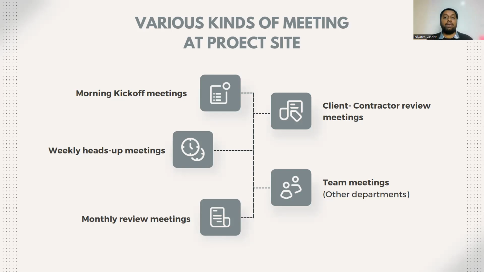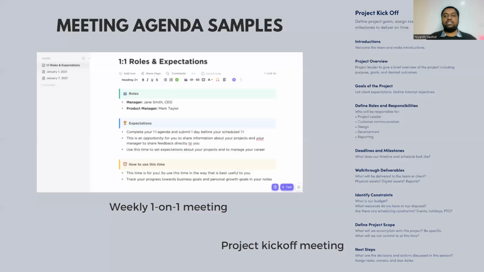And at last, we'll have the monthly review meetings, where the contractor and the client will sit together. And sometimes just the contractor will sit with the team and discuss, each month, what did we bill, what was projected, what was actual, how much is the negative cash flow or the positive cash flow, and take it to the next level. So these are the ways the meetings happen inside, and how a site engineer should understand the meetings inside.